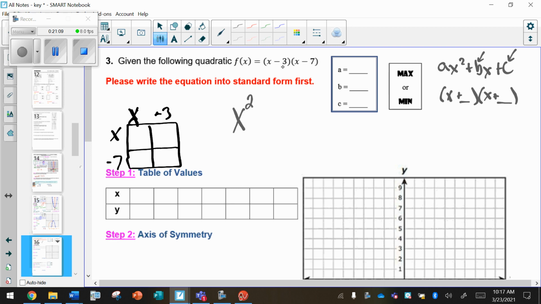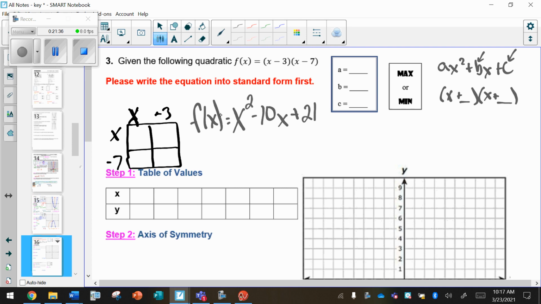What's -3 plus -7? That would be the same thing as saying -3 minus 7 more. That's -10x. So our two numbers add to the middle, -10. And then our two numbers multiply, -3 times -7, to be the last number, 21. So there is our function in standard form.